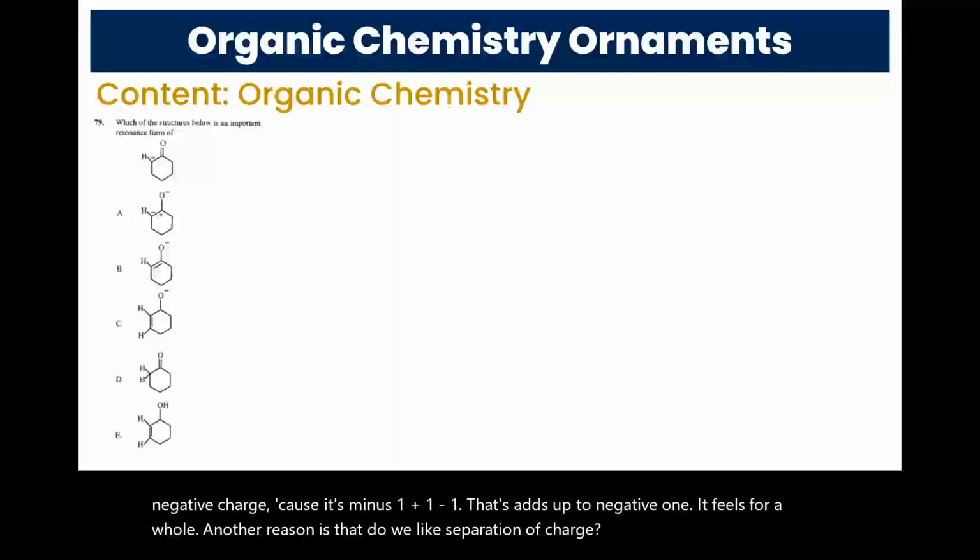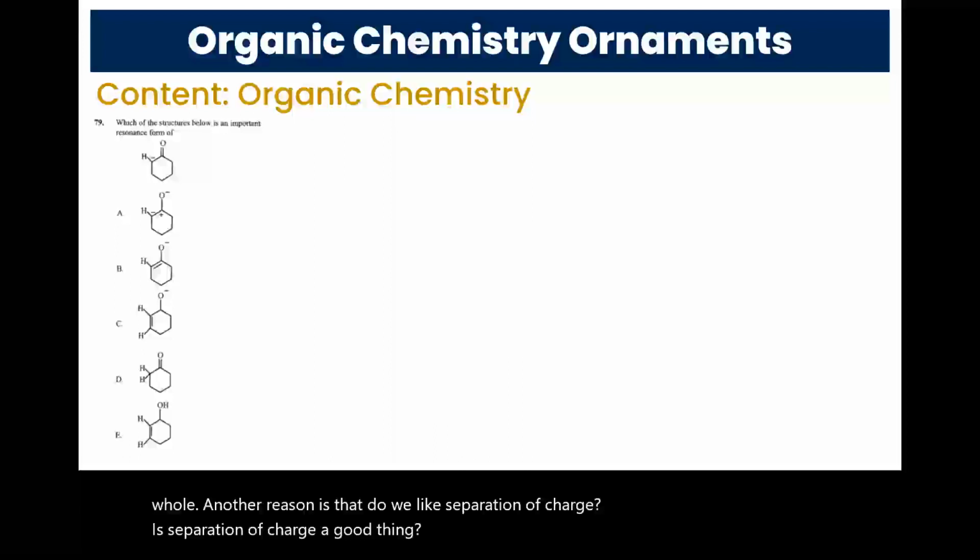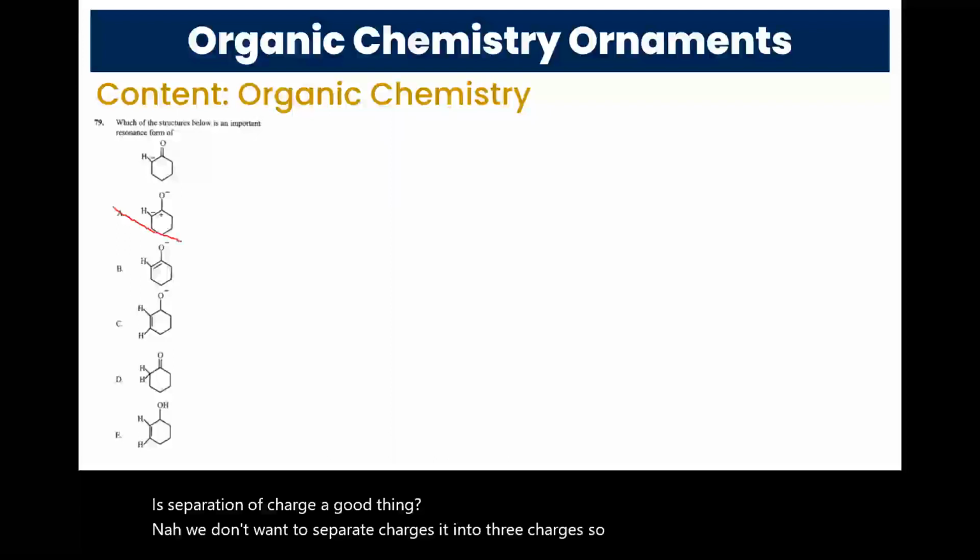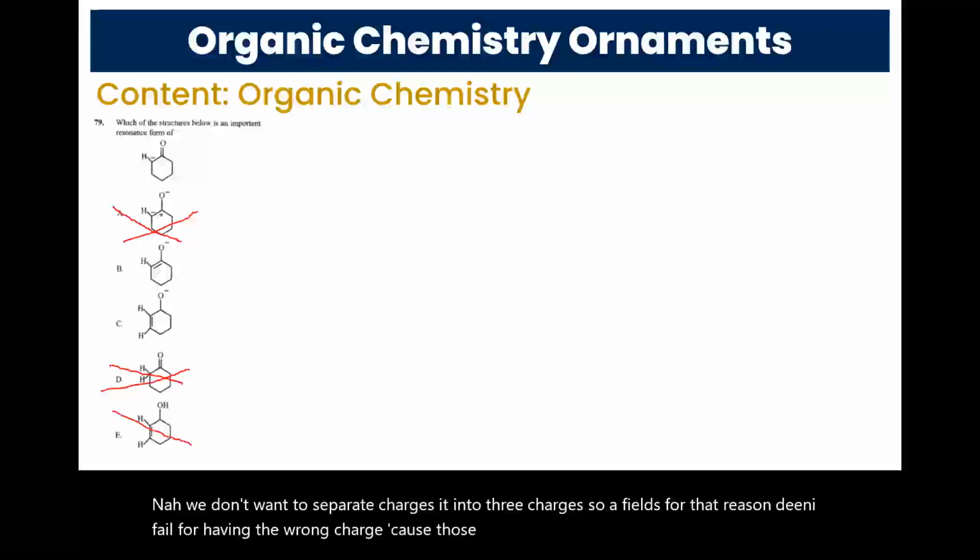Is separation of charge a good thing? No, we don't want to separate our charges into three charges. So A fails for that reason. D and E fail for having the wrong charge because those are both neutral somehow. Somehow the B charge just disappeared in there.